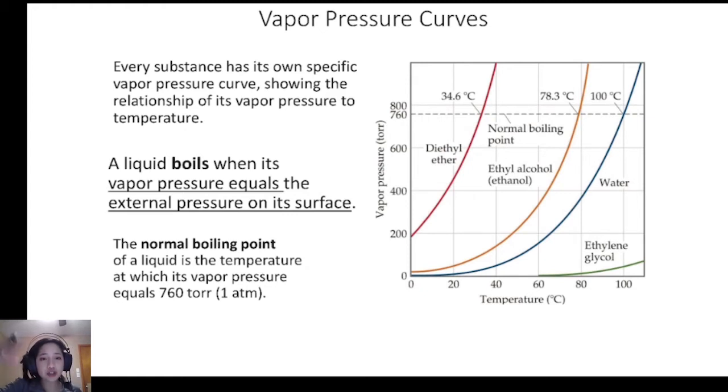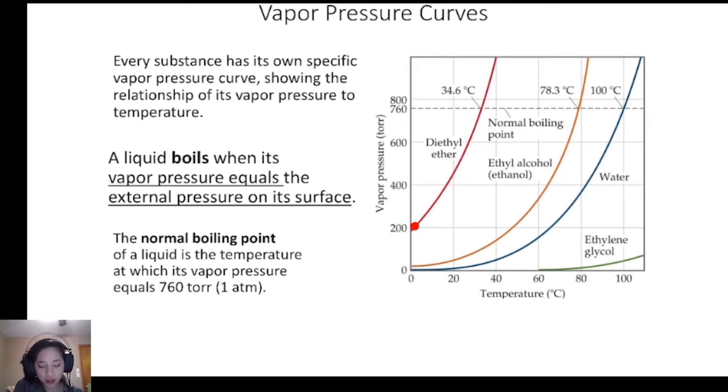Because the external pressure on the system, on our sample, is the external atmospheric pressure. And the temperature at which that happens, where we keep increasing the temperature and the vapor pressure increases, once the vapor pressure equals that of 1 atm, whatever temperature that is, is the boiling point of that substance.